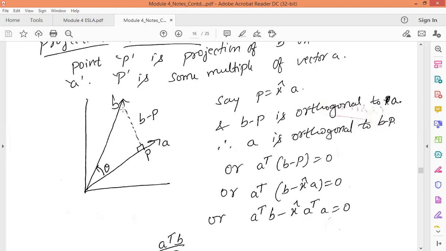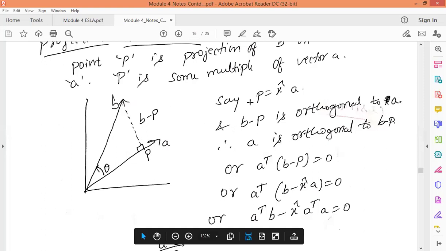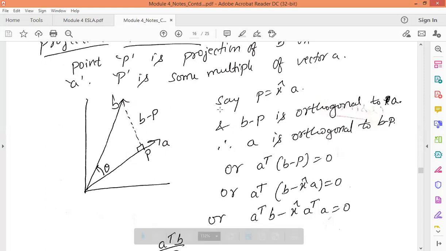Whatever projection line you have drawn here, the distance between B and the point P, where you are finding the projection, is denoted as B minus P. We can say that the projection of B on the line A is some multiple of the vector A. So we can write P is equal to X into A, where X is some scalar quantity that we are going to calculate.